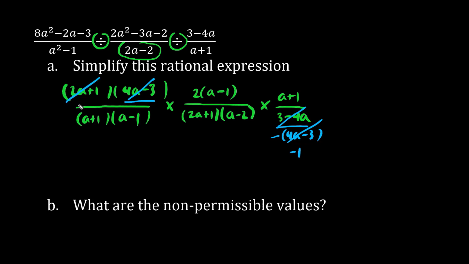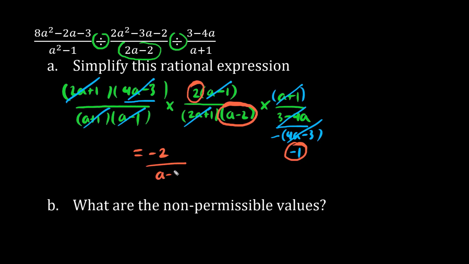We have 2a plus 1 up here that cancels with this over here, and we have a minus 1 canceling with a minus 1 here. We also have the factor a plus 1 canceling with a plus 1 down here. So a lot of factors canceled, and the only number left on the numerator is a 2. We have a minus 2 on the denominator, and we have negative 1 as well on the denominator. We have 2 divided by negative 1 is negative 2, and on the denominator we have a minus 2.